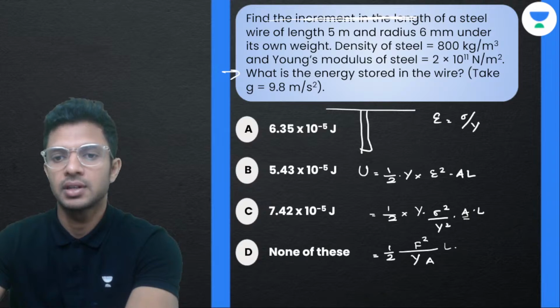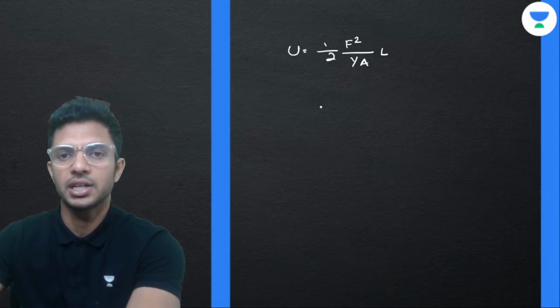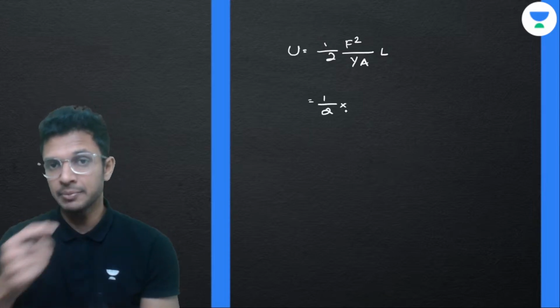So we'll write it like this. Half F square by Young's modulus A into length will be the formula for potential energy. ठीक है?